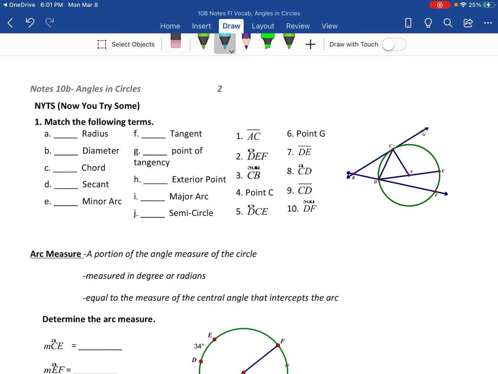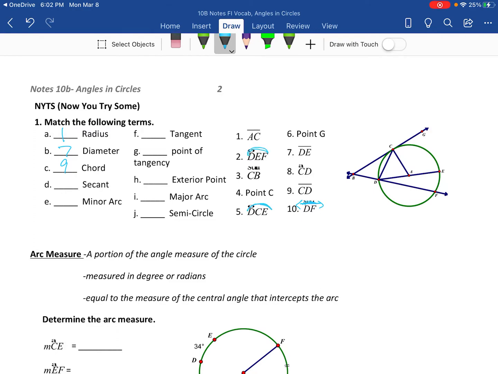All right, so let's match the following. We have a radius, so AC is a radius, so that would be 1. Diameter is DE, so that would be 7. My chord would be CD, which is 9. My secant goes through and intersects in exactly 2 points, would be DF, or no, this is actually an arc, isn't it? Would be, oh no, DF.